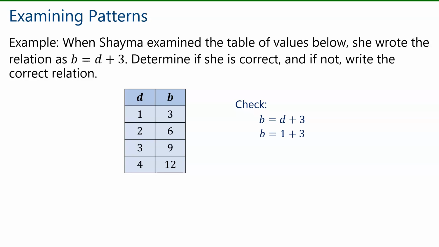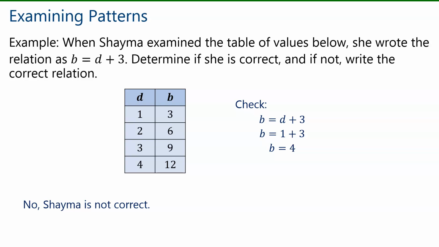So we just need to add 1 and 3 together, which gives us 4. Now looking at the table, I see that D corresponds with 3, not 4. So that means no, Shema is not correct. So now we're asked to write the correct relation.